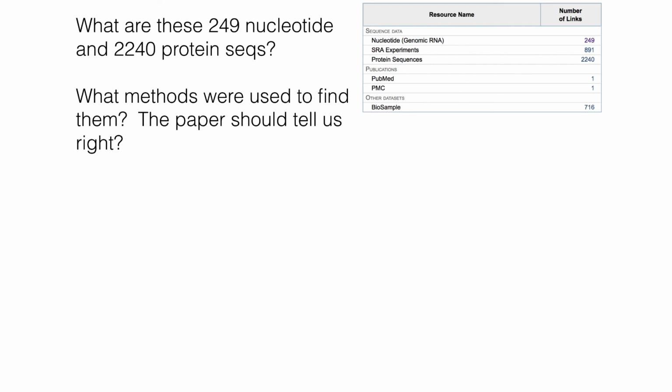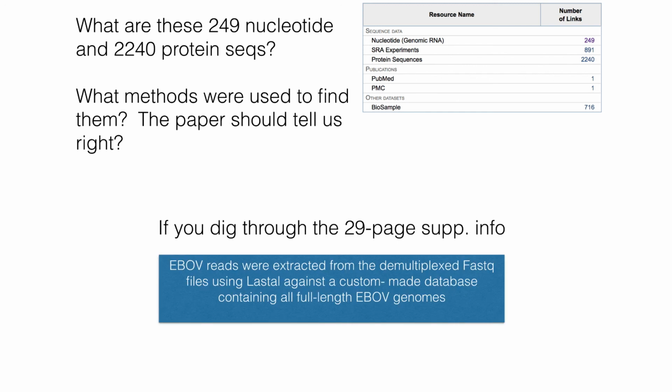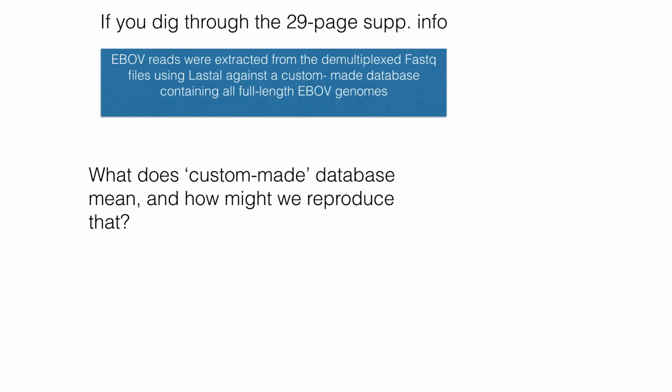So they have the raw data, but they also have their cleaned up and assembled data as well. What methods did they use to get from point A to point B? The methods should tell us, right? Well, to find a little bit of this, you have to dig through 29 pages of supplementary info, and all it says is that Ebola virus reads were extracted from the demultiplexed FASTQ files using LASTAL against a custom-made database containing all full-length Ebola virus genomes. So what does custom-made mean? And how could we reproduce that?